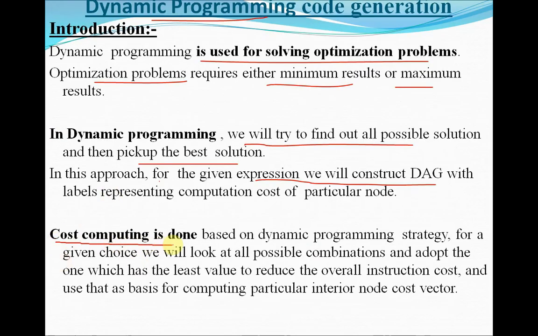Cost computing is done based on the dynamic programming strategy. For a given choice, we will look at all possible combinations and adopt the one which has the least value to reduce the overall instruction cost. That means we are going to generate a cost vector for each node of the DAG representation.